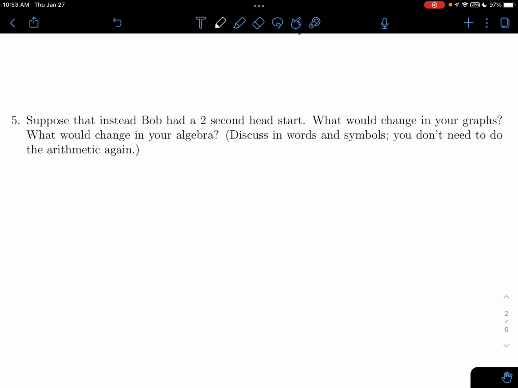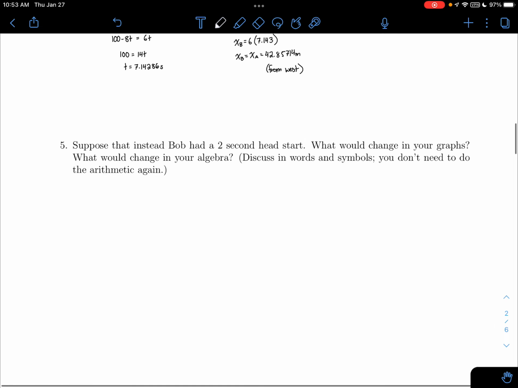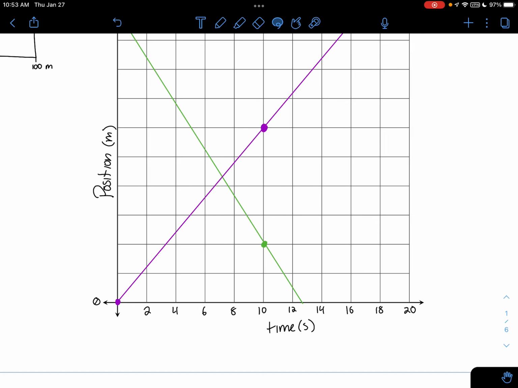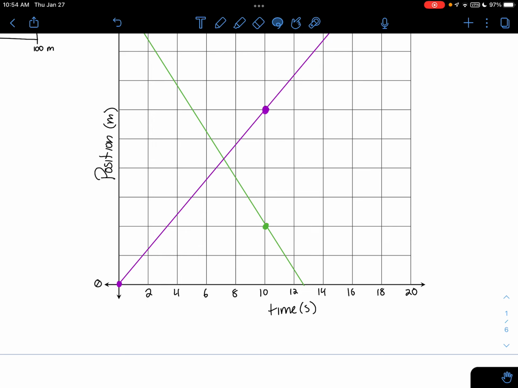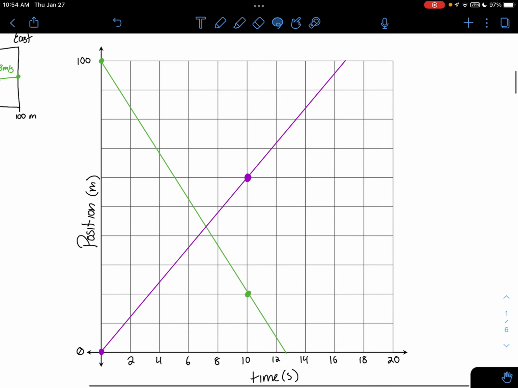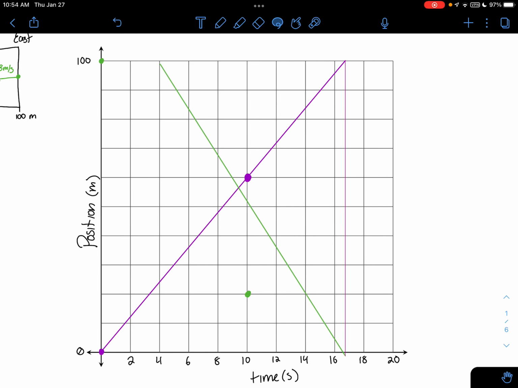Now we say that Bob has a 2-second head start. What would change in the graphs and what would change in the algebra, right? So if we look at our graphs, Bob had a 2-second head start. We said purple was Bob. That means that we can approach this one of two ways, right? We can have it go the exact same, but slow down Alice by 2 seconds and have her start. So have her initial time start at 2 and continue from here.